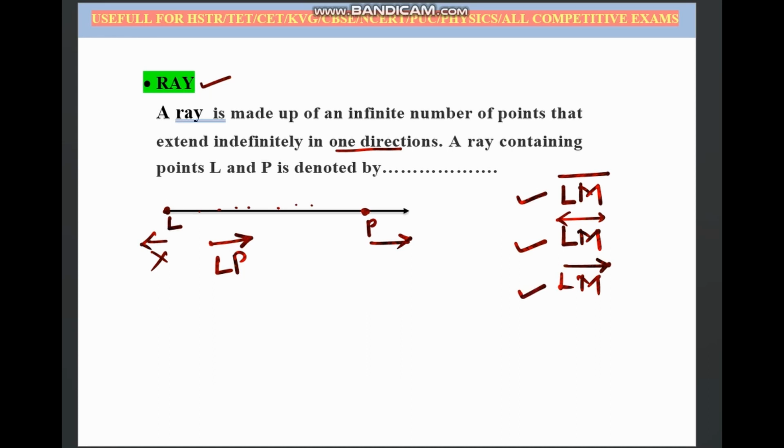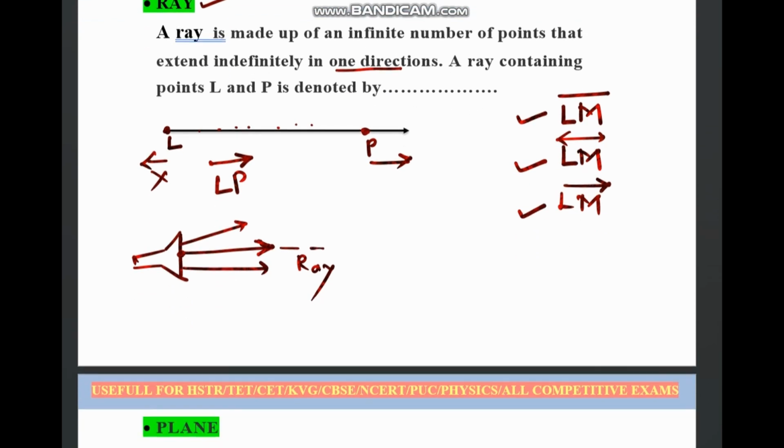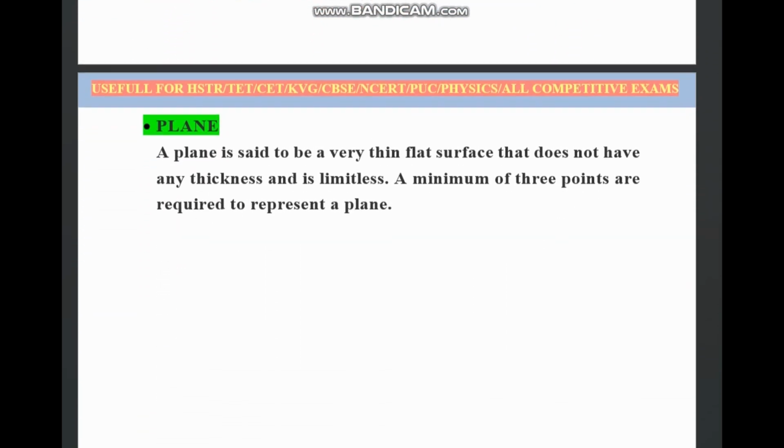One more very simple example to remember about a ray. If I take a torch, see here, the rays emitting out from this torch have a starting point, but they do not have an ending point, means they keep increasing in the forward direction. So this line is not increasing in the backward direction, means it has a starting point but no ending point. This indicates a ray. So this is a very simple example to understand the difference between a ray and a line. Next we have a plane.